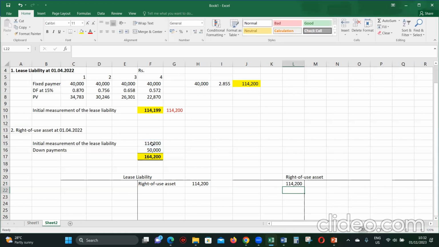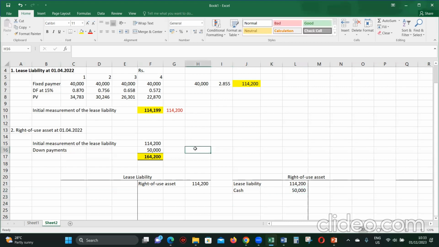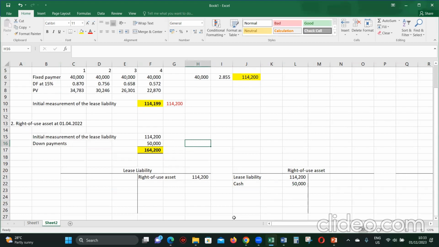Why? This is the first component. This is the lease liability. I hope this is clear. Right of use asset debit, lease liability credit. And then the down payment. Is the down payment already paid or not? This is already paid. Then what about cash? Cash credit. And then the debit goes to the right of use asset, 50,000. This is cash. These are the things to be recorded, right?